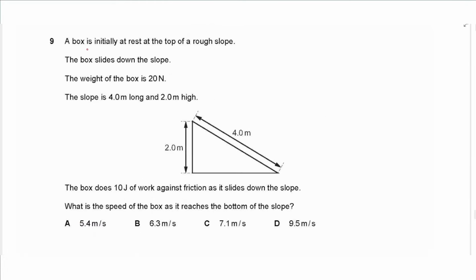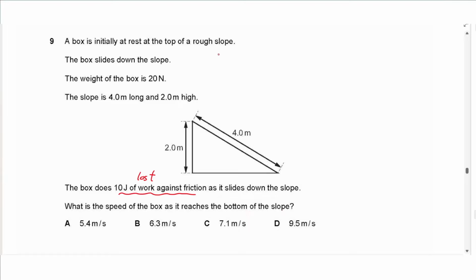Question 9 says a box is initially at rest at the top of a rough slope. The box slides down the slope and the weight of the box is 20 newtons. The slope is 4 meters long and 2 meters high. The box does 10 joules of work against friction. That's lost energy or wasted energy, as it slides down the slope. What is the speed of the box as it reaches the bottom of the slope?